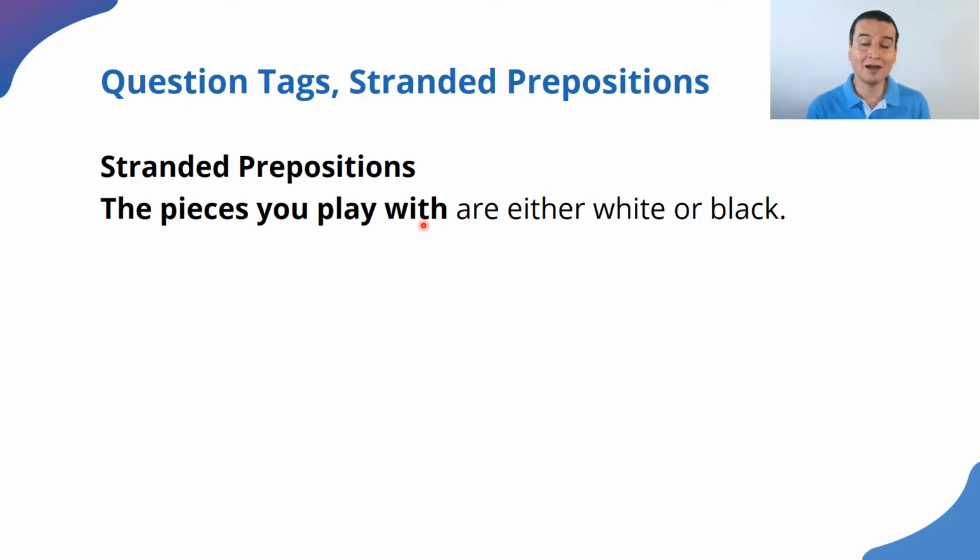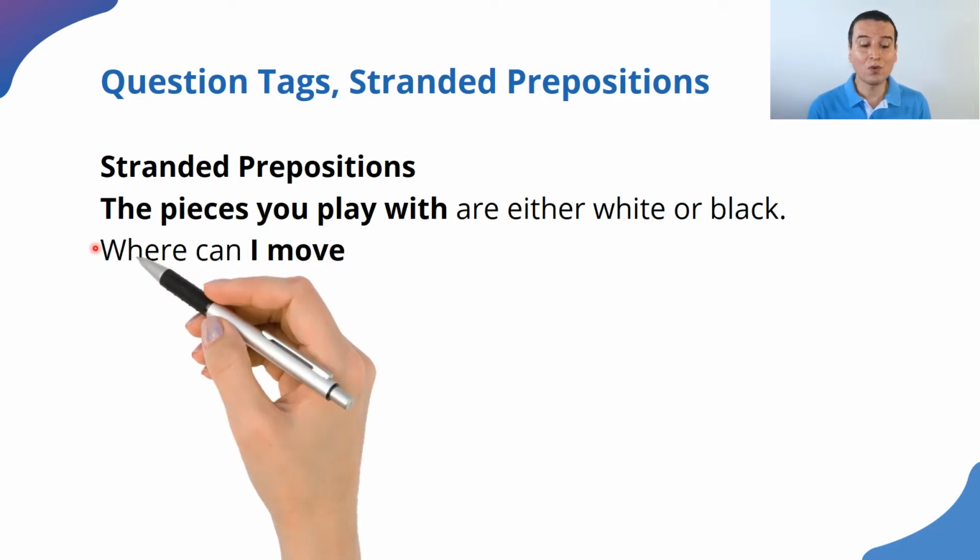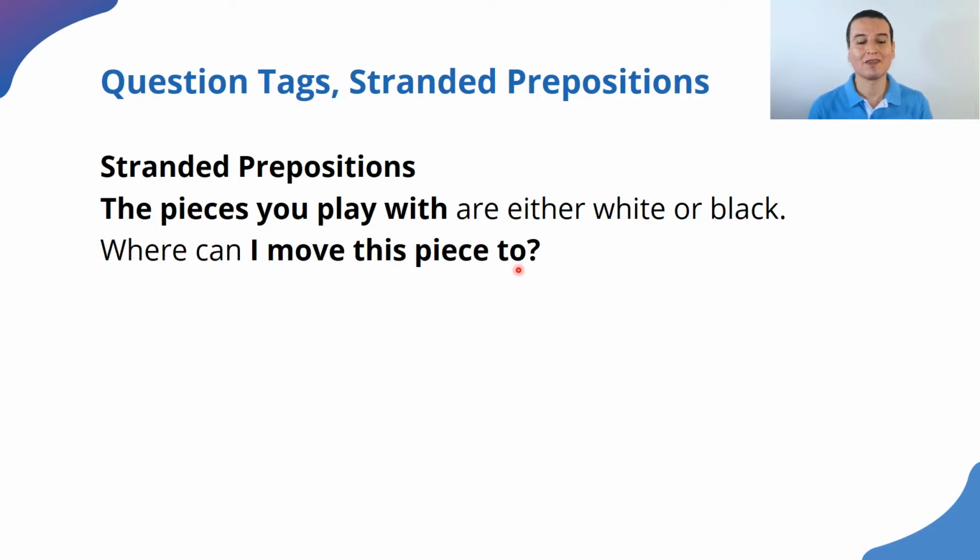or they can appear at the end of questions. For example, "Where can I move this piece to?" I could say, "To what position can I move this piece?" But it is just too complicated. It changes the basic order of the questions, because remember that all questions start with a question word or phrase or an auxiliary. If we put a preposition at the beginning, like "to where can I move this piece," that would be changing the normal structure of questions, so it's easier just to place the preposition at the end, stranded. Where can I move this piece to?